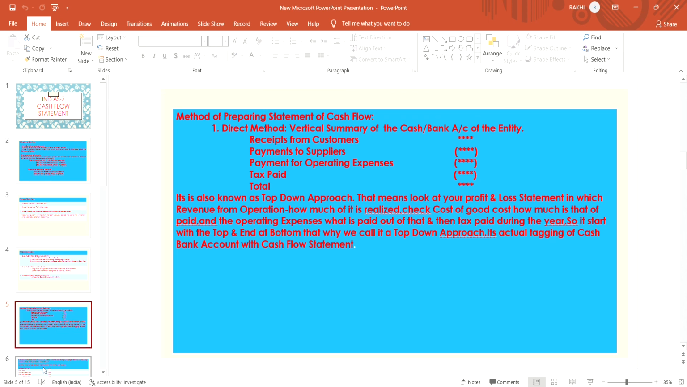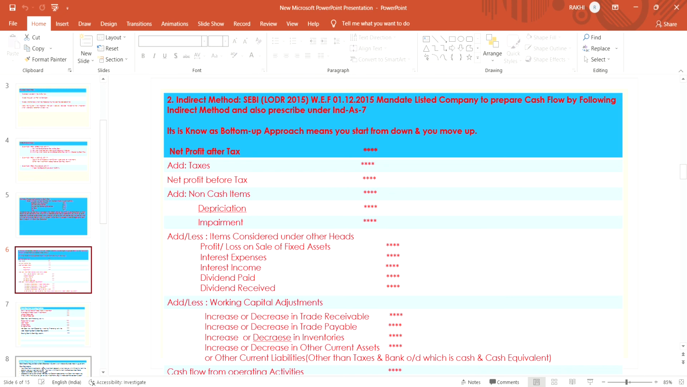Now comes the second method, the indirect method. SEBI, through its 2015 regulations with effect from 01/12/2015, mandated listed companies to prepare cash flow by following the indirect method, and the same is prescribed under Ind AS 7. So they will not prepare their cash flow by the direct method; it is mandated by SEBI and Ind AS 7 that they follow the indirect method. The indirect method is a bottom-up approach.